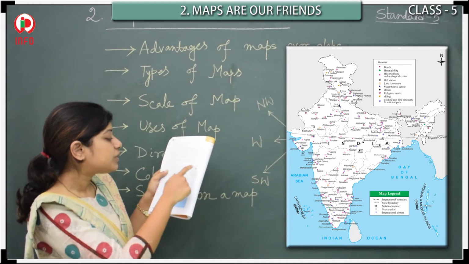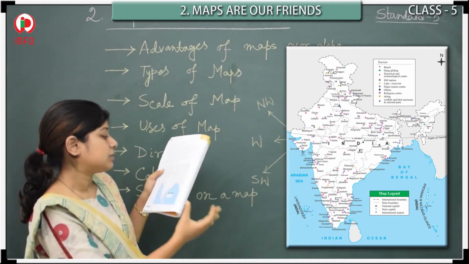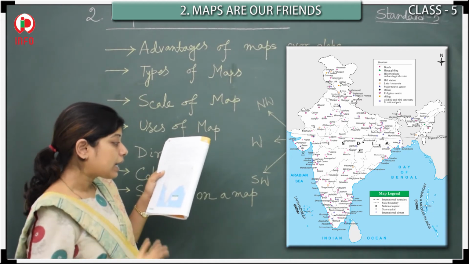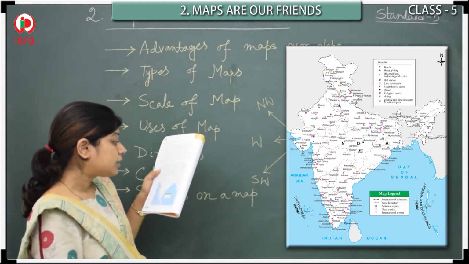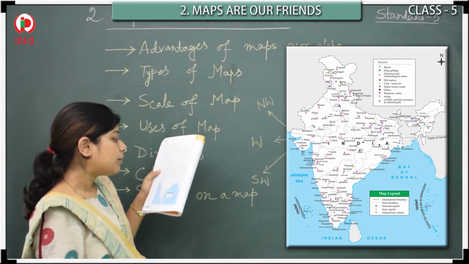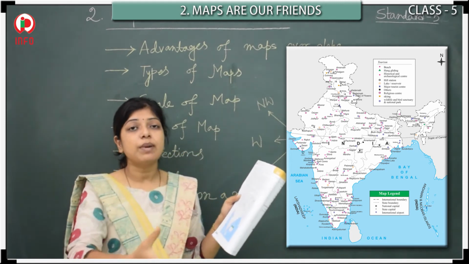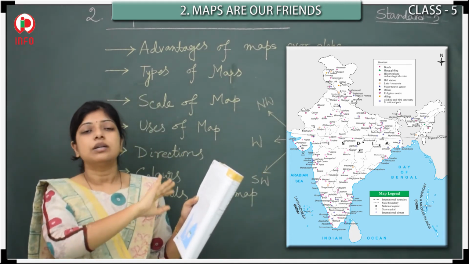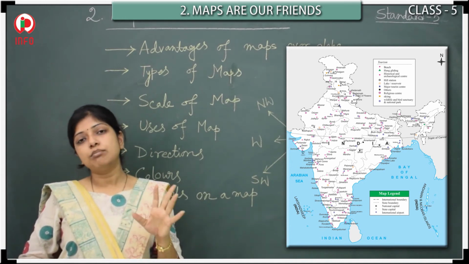So these different symbols are representing different things, just like hang gliding, skiing, the religious center, the major tourist center. Different centers, different places, they are representing here with different kinds of symbols.